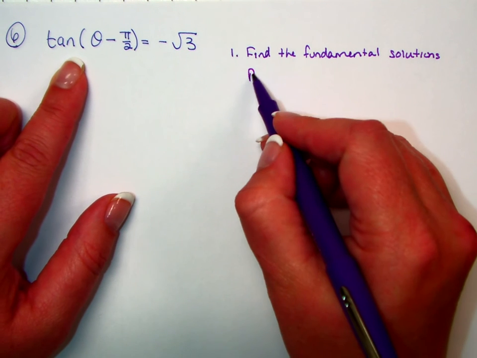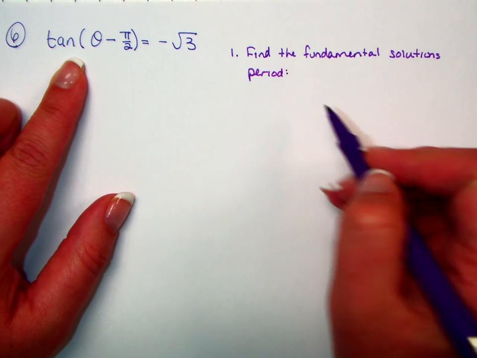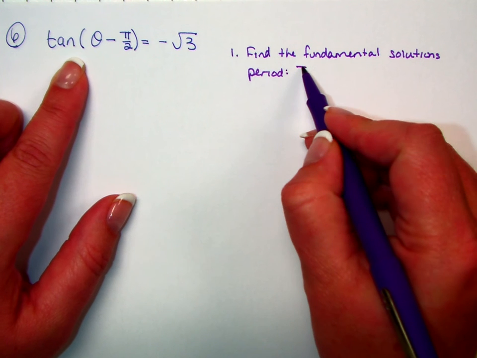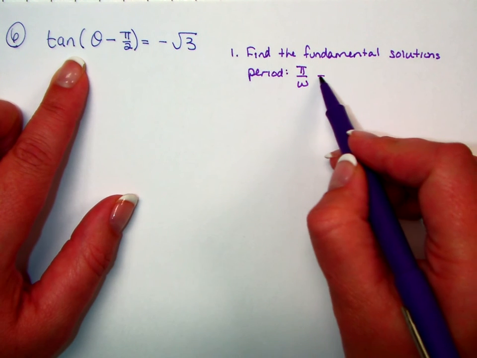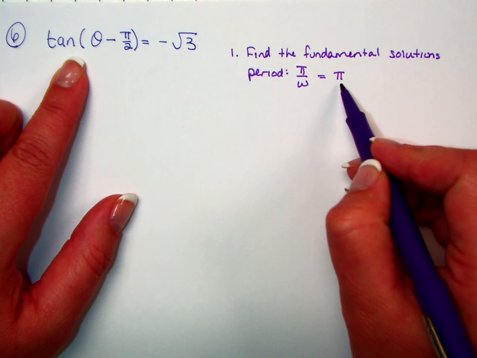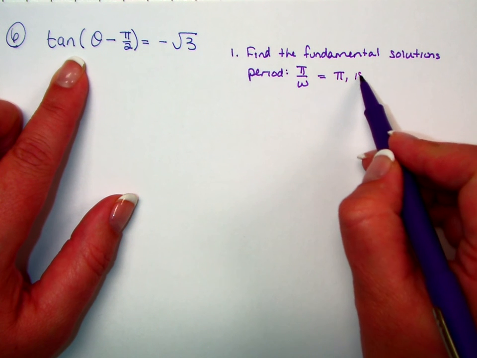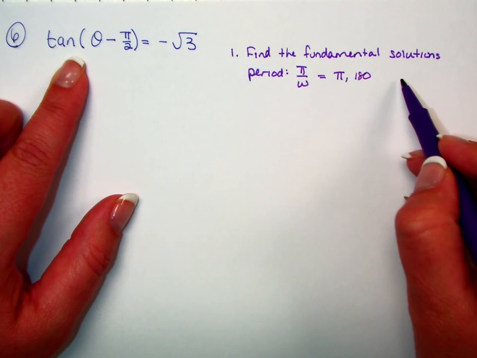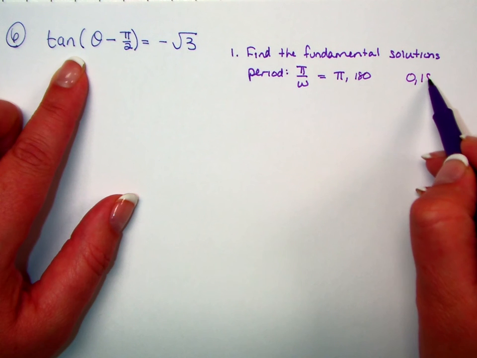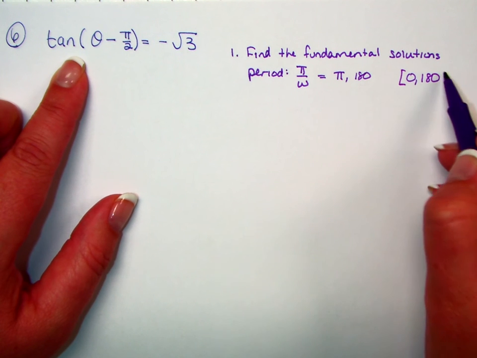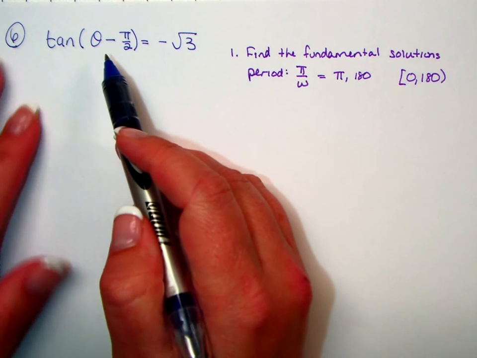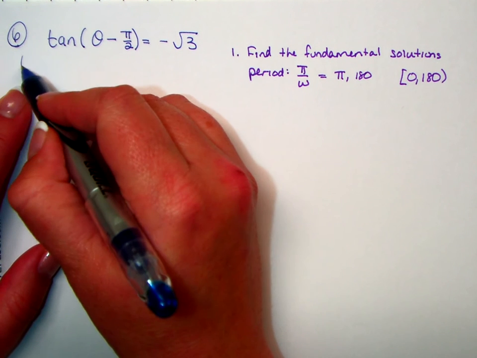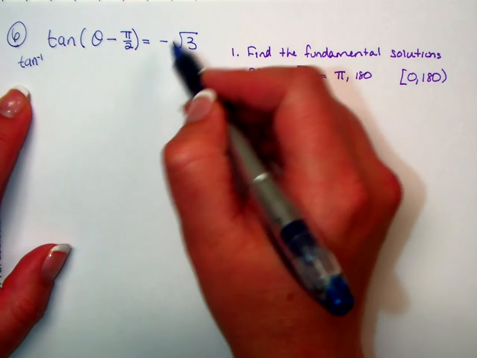Okay, so notice that the period of this function, because it's a tangent, is pi over omega. And omega is in front of theta here, so the period is going to be just pi, because omega is 1, or 180 degrees. So that means we want to find all the solutions from 0 to 180. Okay, so I'm going to go ahead and solve for this theta by tan inversing both sides.